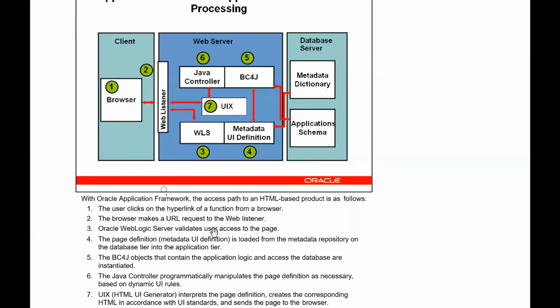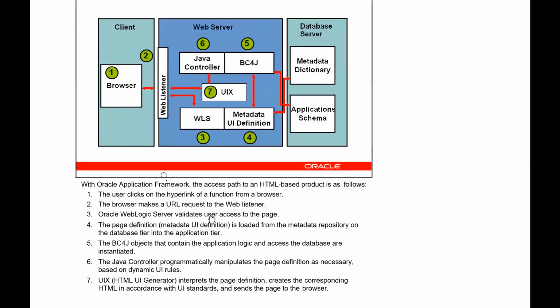So what happens is, the end user is on a laptop machine. The user clicks the hyperlink of a function from a browser. That is the first step. Now the browser makes a URL request to the web listener, which listens to the request. That is the second step. In the third step, the WebLogic server validates user access to the page. Basically, it validates username, password, and all.